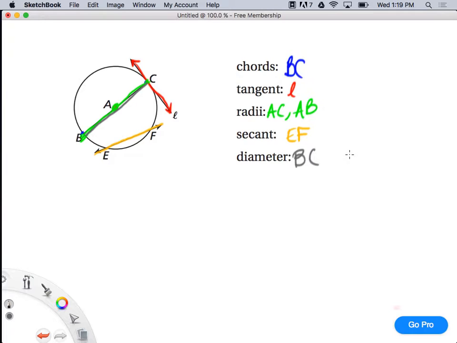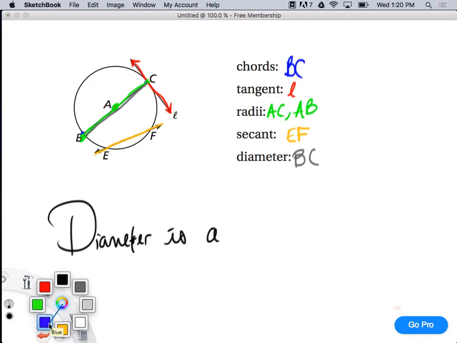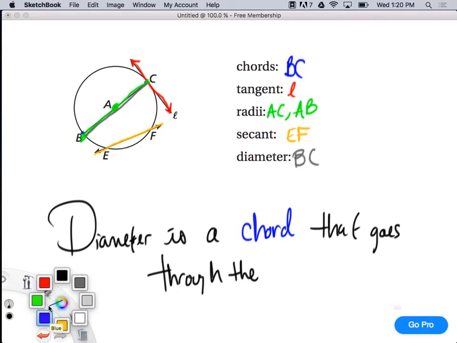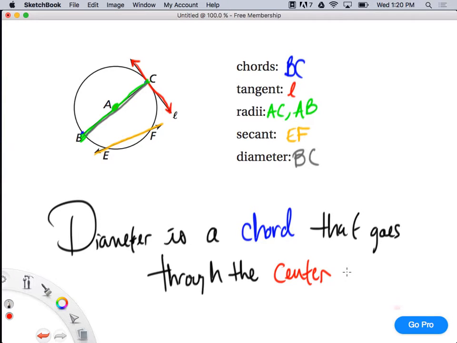Let me write that down. A diameter is a chord that goes through the center. Does that make sense? A diameter is a chord that goes through the center of the circle. All right? Everybody on the same page?